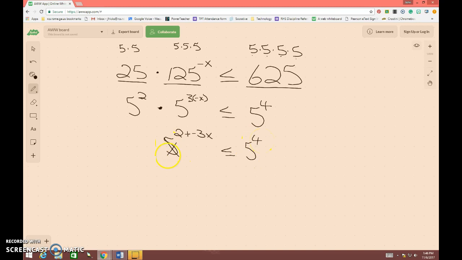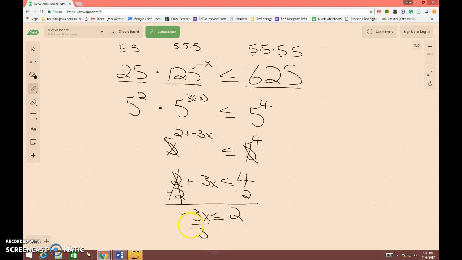From here, we can drop our 5s. And we're going to have 2 plus negative 3x, or you can just write 2 minus 3x, is less than or equal to 4. So subtract 2 from both sides. The rest of it's a two-step equation. And we're going to have negative 3x is less than or equal to 2. Divide by negative 3 on both sides.